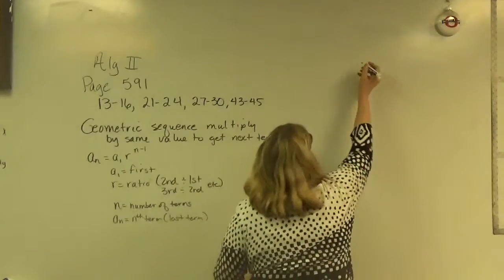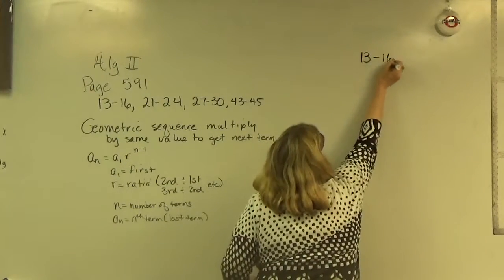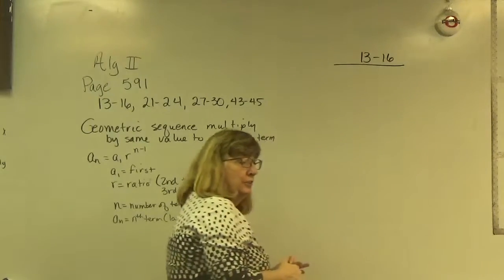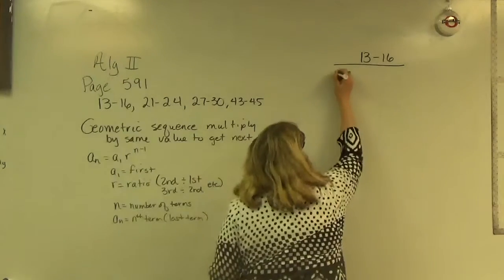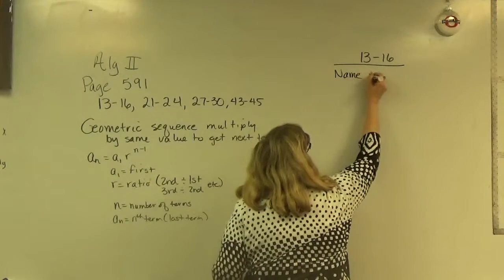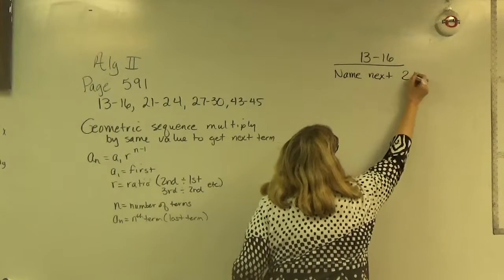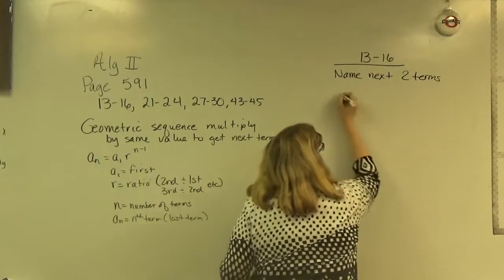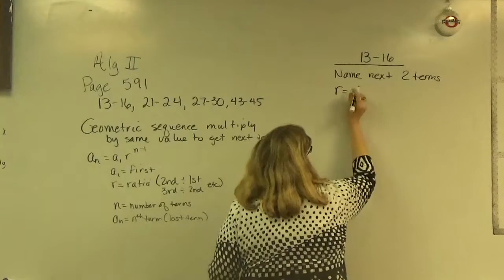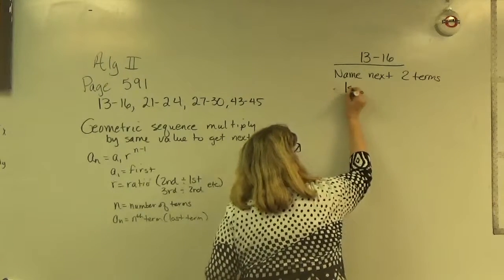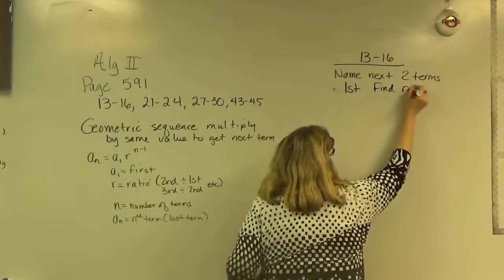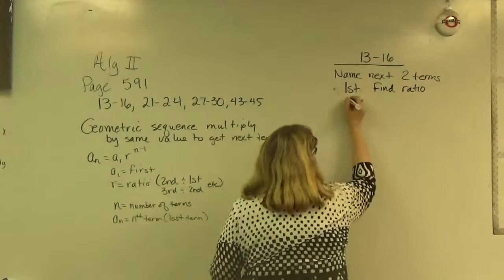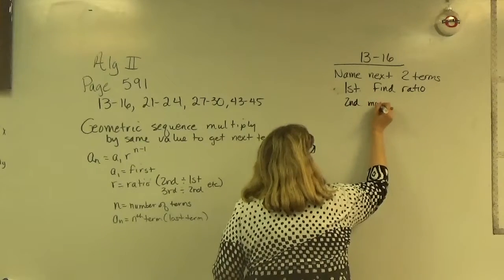So the first group of problems, 13 through 16, are going to look different than the next group. On 13 through 16, you're supposed to name the next two terms. Your first step is to find the ratio. So I want to see what that is. And then second would be just to multiply by that ratio.